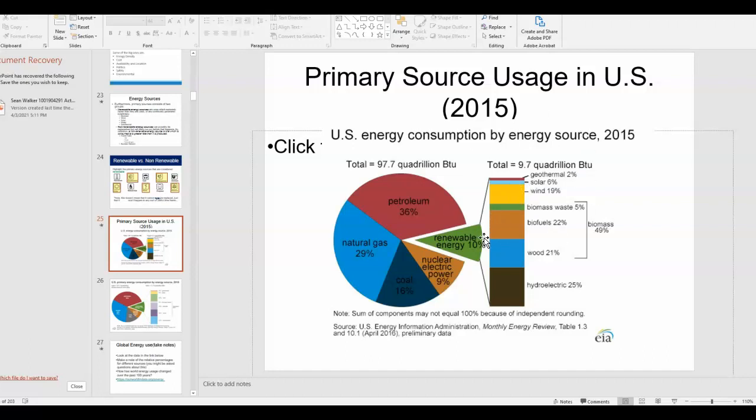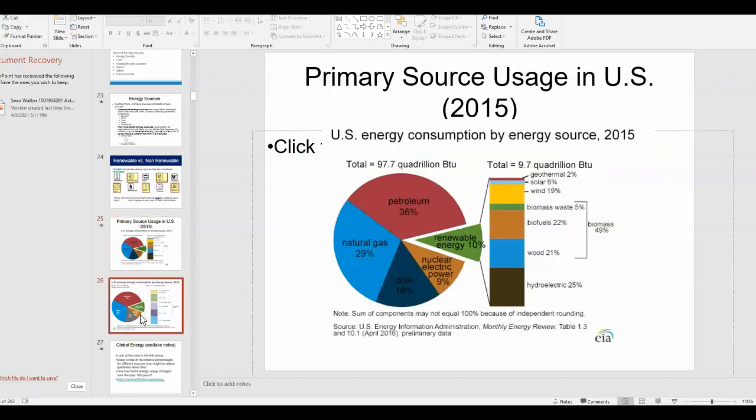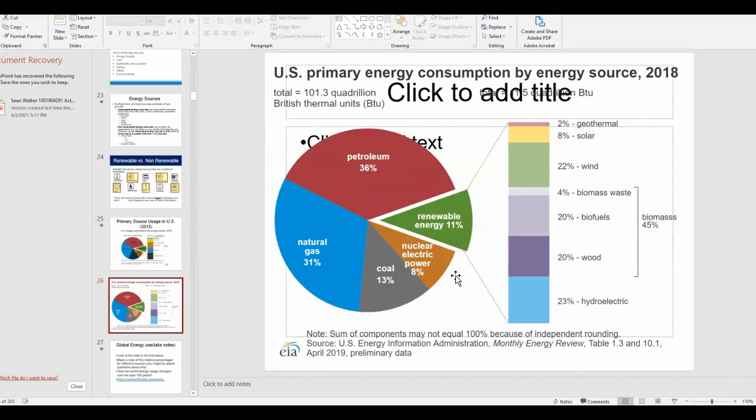Okay, and so you can look at this chart from 2015. This chart is from 2018, so 3 years later, and you can see it's changed slightly. And in 2021, like I said, the percentage of coal nowadays has decreased even more. So there have been some slight changes, but still, we really like our natural gas. We really like our petroleum.